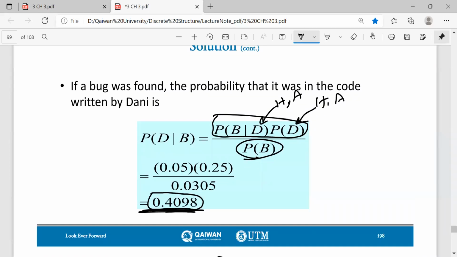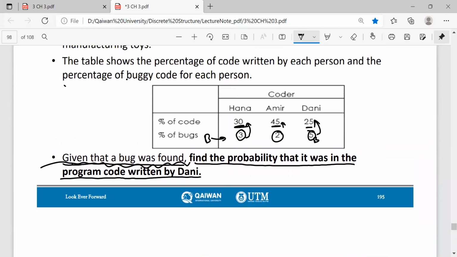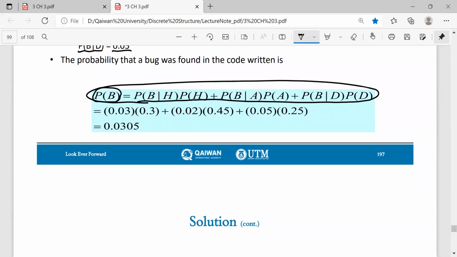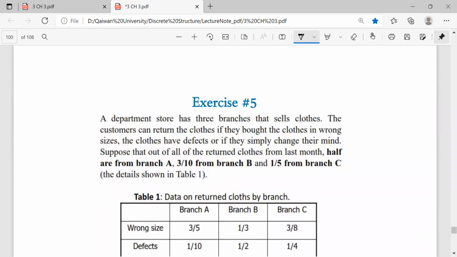When do we use these? If the question asks for the probability it was found in the program, so the probability was written by Hannah, we find for H. And if it's done by Amir, we write down for A. That's all. Only the numerator is going to change. And in this example, we just apply the Bayes theorem.